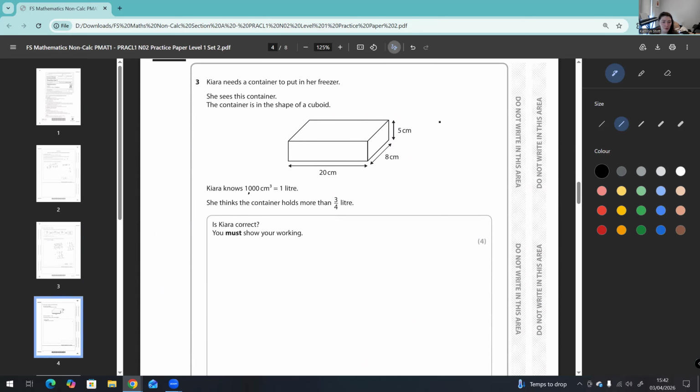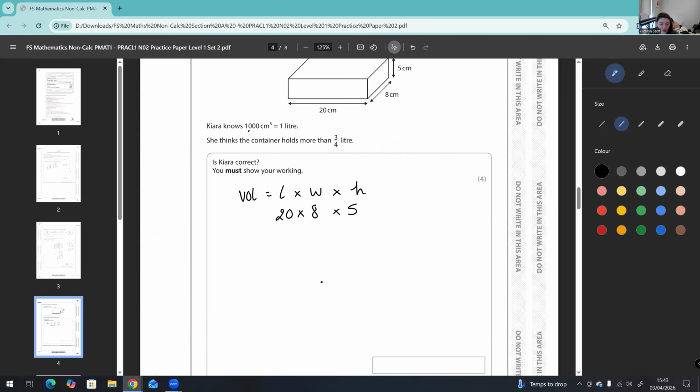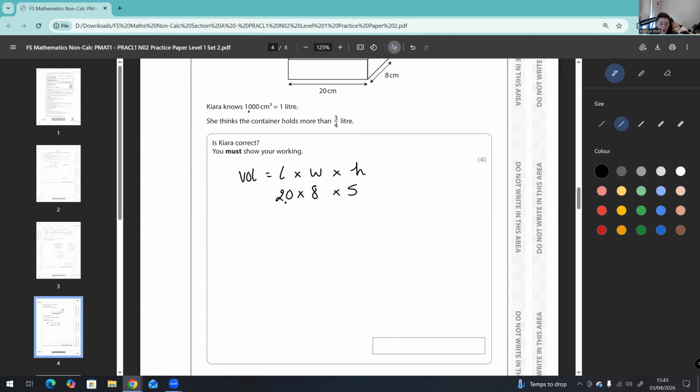All right. The first thing we want to do is work out the volume. We know that volume is length times width times height. So let's do 20 times by 8 times by 5. We can do the multiplication in any order. So we could do 20 times by 5, then times by 8, or 8 times by 5, then times by 20. Lots of different ways of doing it. I think I'm going to do 20 times by 5 and then multiply by 8.